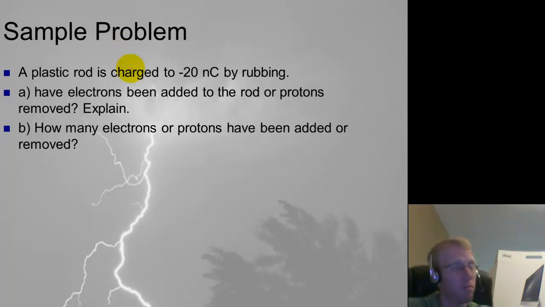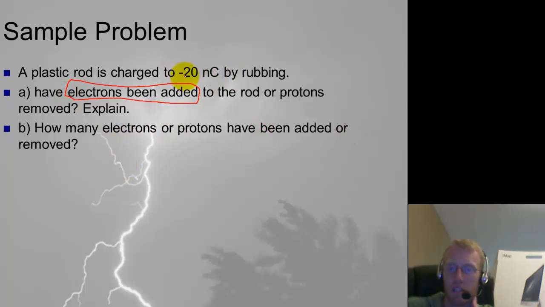Okay, let's do a sample problem here. A plastic rod is charged up to -20 nanocoulombs. Have electrons been added to the rod or protons removed? Well, if it's a negative charge, either electrons were added or protons were removed, but since we know that the thing that's carrying the charge and moving around is typically electrons, then we would say electrons have been added. How many electrons or protons have been added?